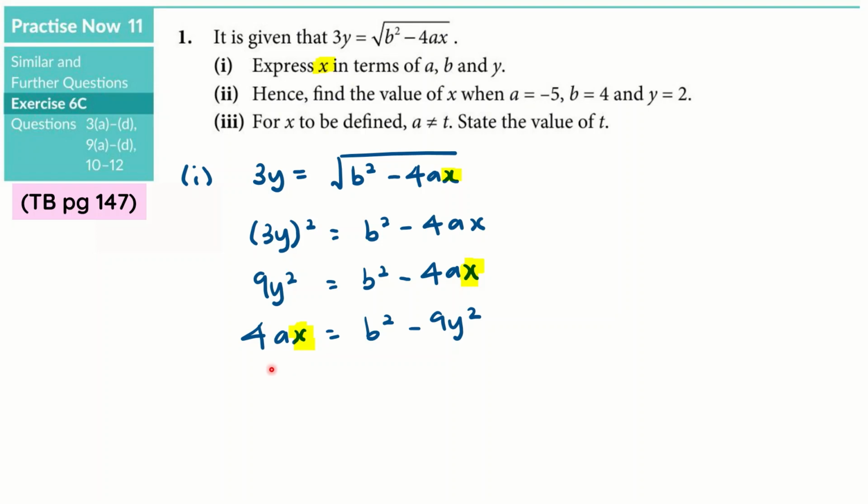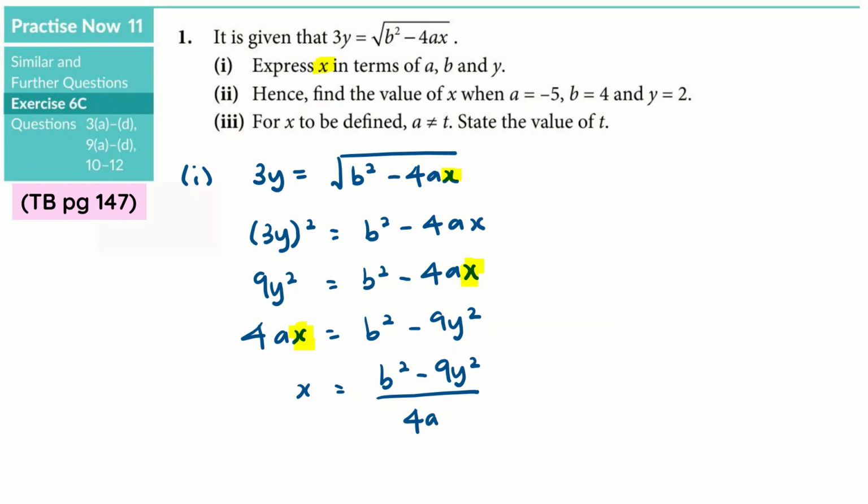So because this is multiplication, to bring it across to the right hand side, I am going to divide. So x is equals to (b² minus 9y²) divided by 4a. And that is how we express x in terms of b, y, and a. So I hope you understand this question now. It is just another way of phrasing to ask for x to be the subject of a formula.